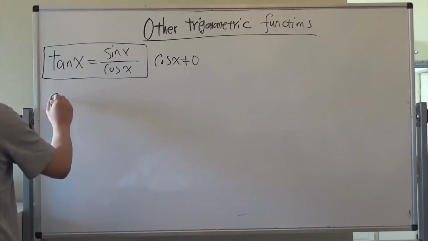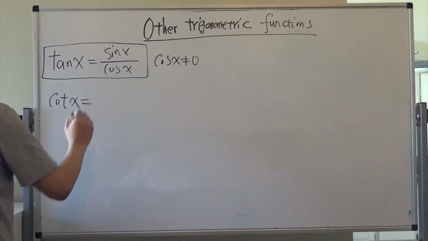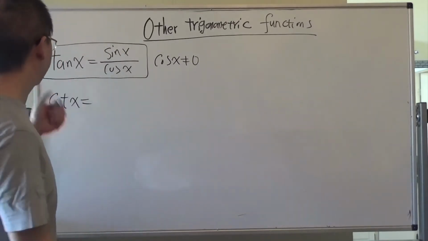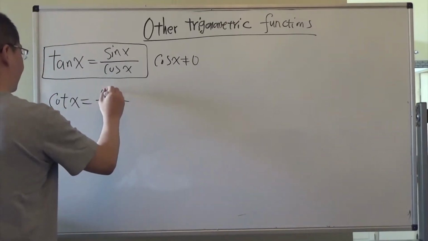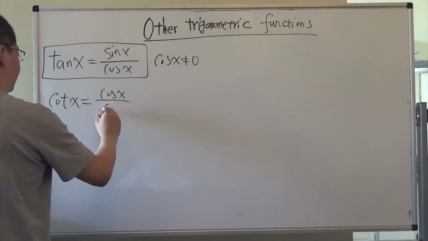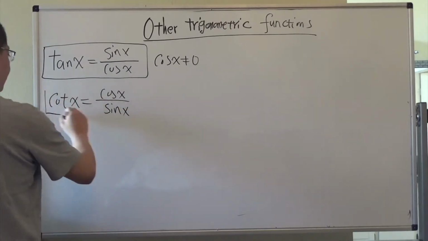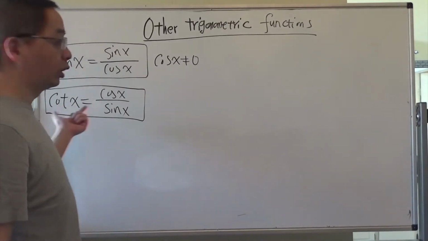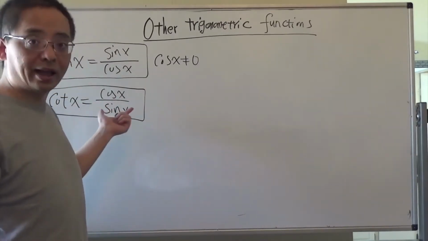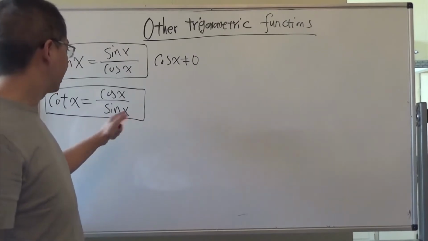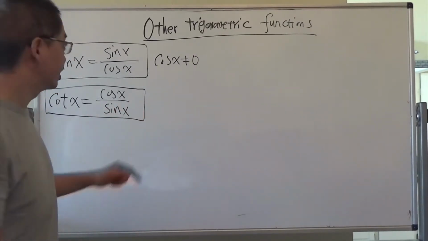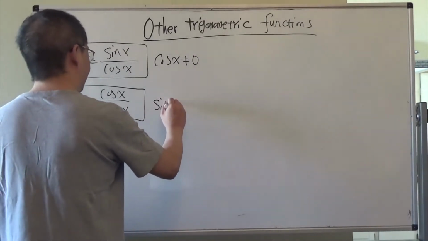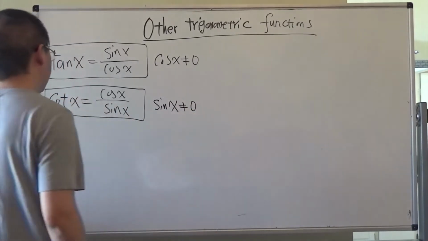We also have the cotangent x. Cotangent x is the reciprocal of tangent x. It's cosine x divided by sine x. This is defined to be the cotangent x. So cotangent x is defined for all real numbers x as long as the denominator sine x is not 0. So we need sine x is not 0.